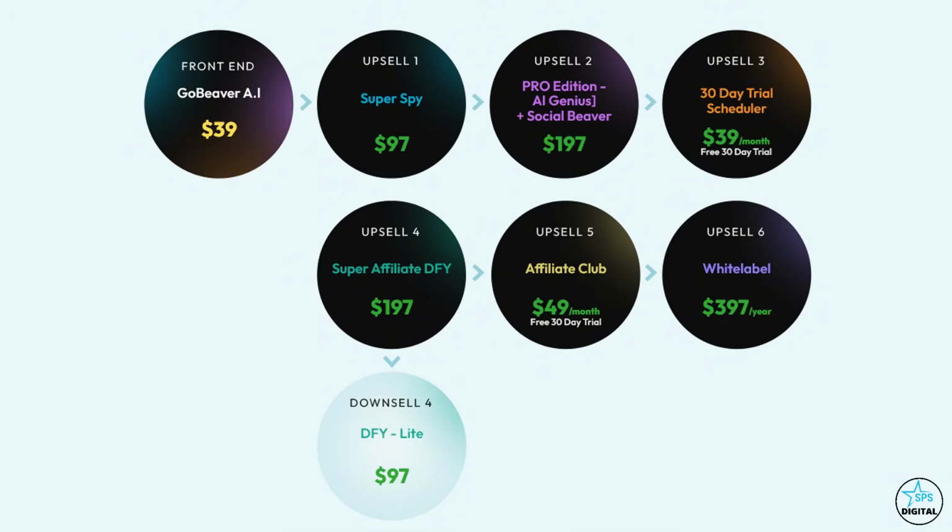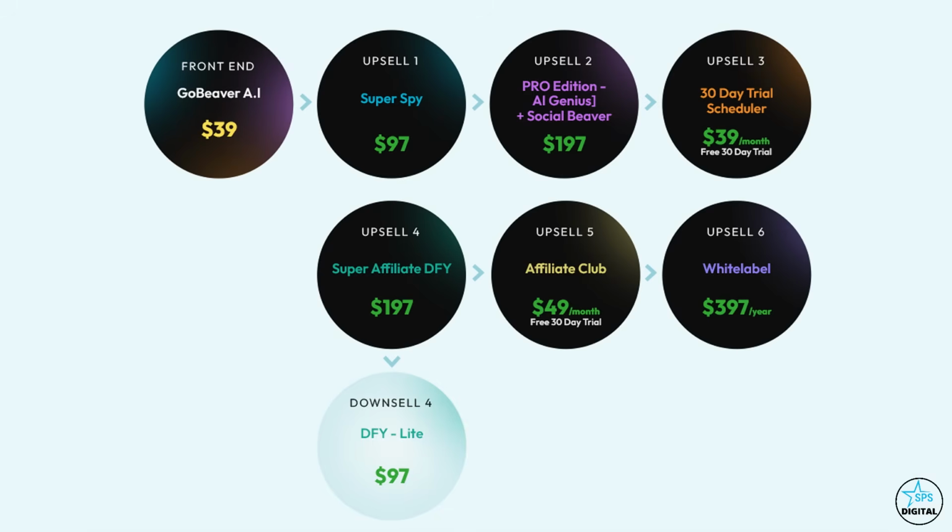Front end, the core app, Go Beaver AI Business, is a one-time $39 license that lets you spy on competitors' winning ads across Facebook, Instagram, Messenger, TikTok, Google, LinkedIn, and even YouTube. One click pulls the ad into your dashboard. Another click rewrites the copy, scripts, emails, or banner creatives for your own brand. It's like hiring half a marketing department for the price of dinner.